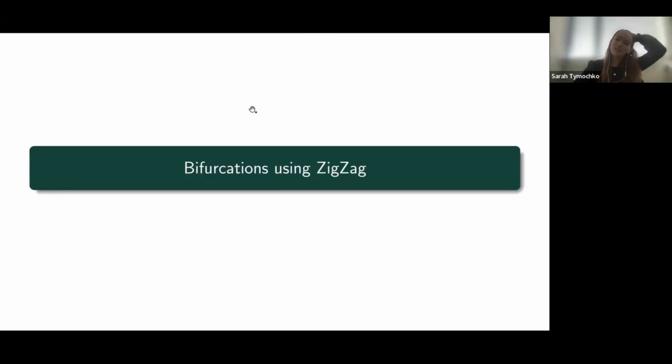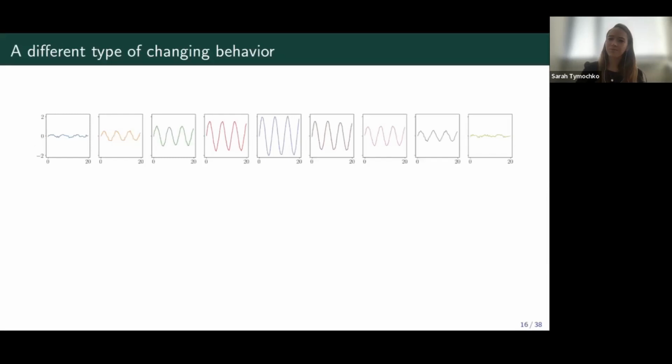But the next application is slightly less pretty pictures, I will say. I love the hurricane pictures. But now looking at change in structure in dynamical systems and bifurcations. And here, rather than using regular persistence, we'll use zigzag persistence. So different tools, different applications, but a similar underlying theme.